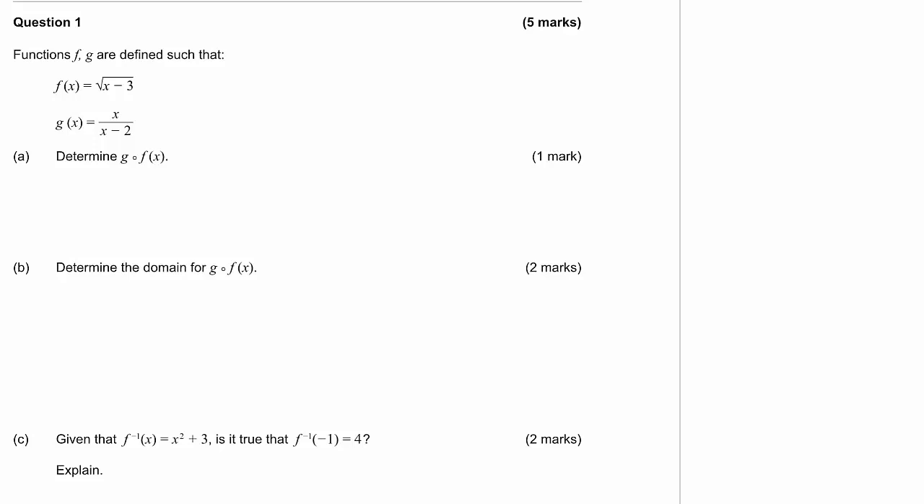Functions f and g are defined such that f of x is the square root of x minus 3 and g of x is x over x minus 2. Determine g of f of x. So first of all we go into f and then we go into g.